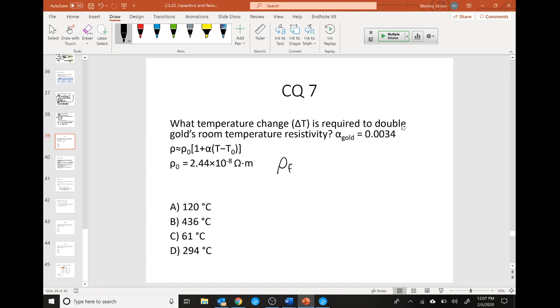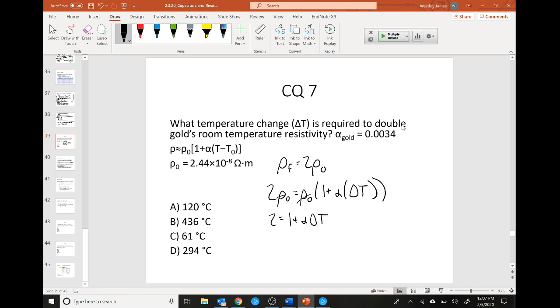You say that rho final is going to be 2 times rho naught. Rho is just resistivity. So therefore, if I plug this in, I get 2 rho naught equals rho naught times 1 plus alpha. And I'm going to rewrite this as delta T, because that is T minus T naught, delta T. So that's what we're solving for. And look, you see here, oh, rho naught, those cancel. So I get 2 equals 1 plus alpha delta T.